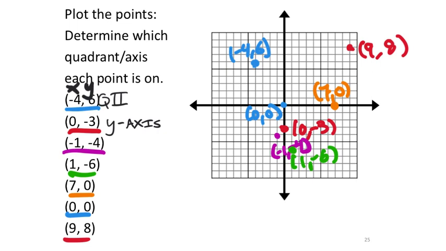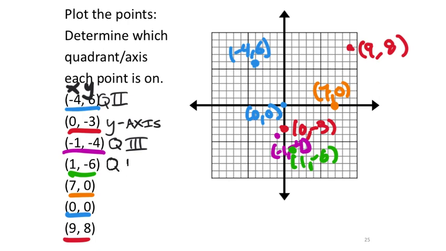You'll have to do this on the assignment, by the way. -1, -4, it's really close to the y-axis. It's just not directly on it, which means it is in a quadrant. And that would be quadrant 3, so Q3. You're welcome to write the word quadrant, by the way, but I'm not going to. 1, -6. This is the green point, which got a little cluttered there. That would be quadrant 4.